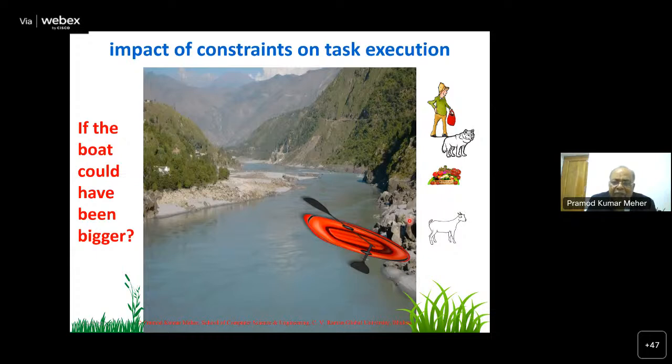The farmer would have perhaps brought the fox and the vegetables first to the forest side from the market, from left side to right side. Then he would have gone and brought the goat. So he would have crossed the river only 4 times, not 8 times. Suppose the boat would have been capable to carry all 3, then in just one time he could have crossed the river. So this constraint came due to the limited resource. The boat was tiny. With a bigger boat, the algorithm would have been different.